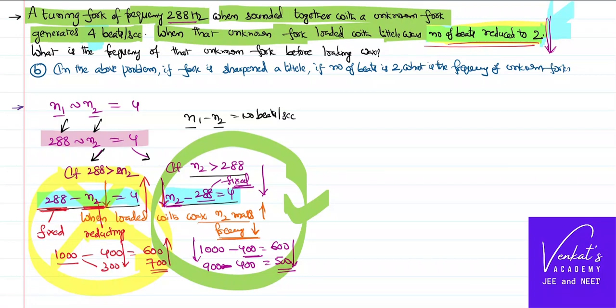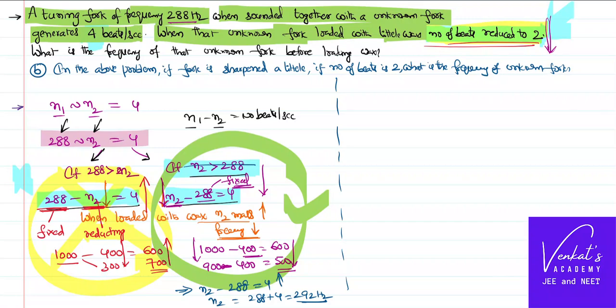So what we can understand here is this is the right equation here, and this is a wrong equation here. So this equation is valid. From this I can write N2 minus 288 is 4 is correct. That implies N2 is 288 plus 4, that is 292 Hz. So in the first case, the problem has an answer of 292 Hz.